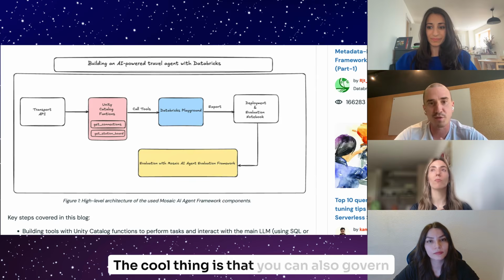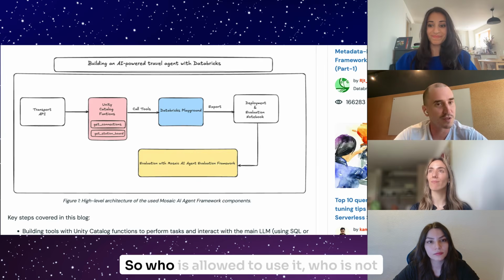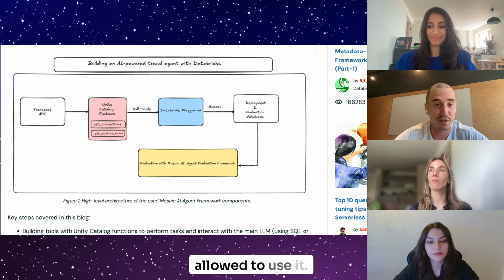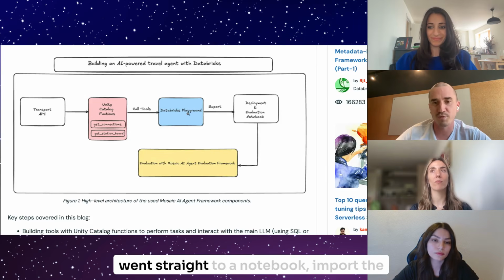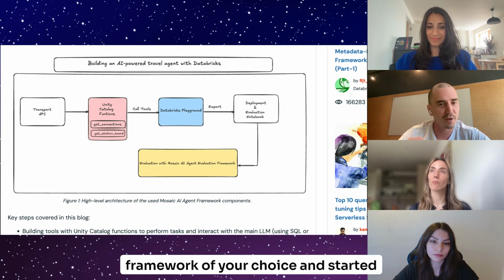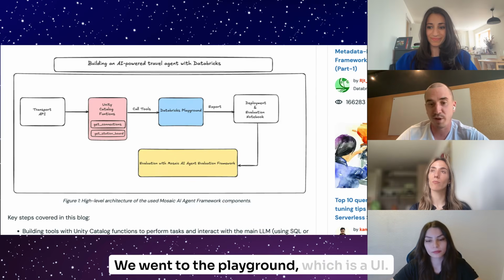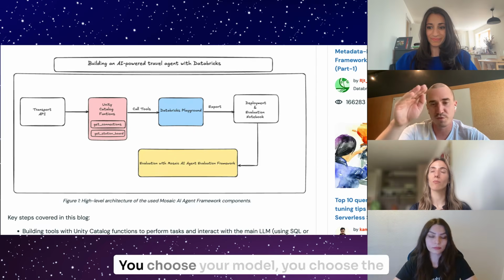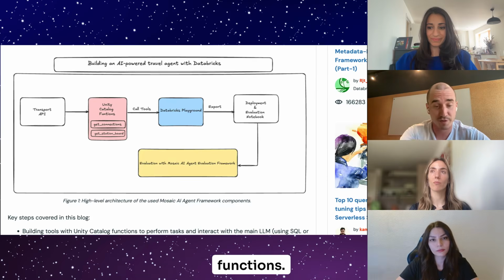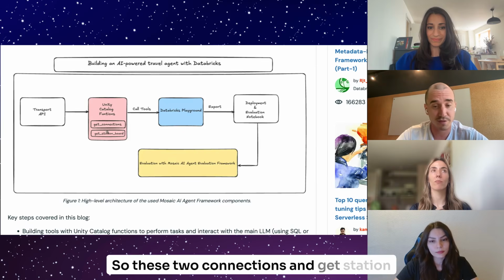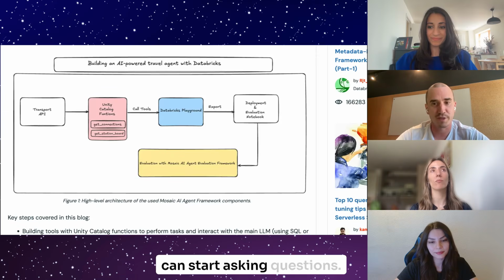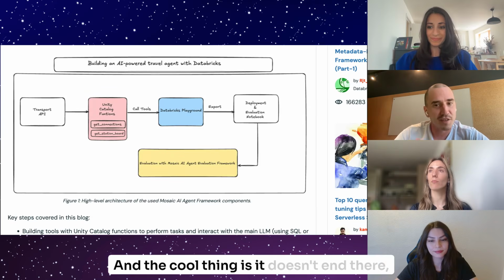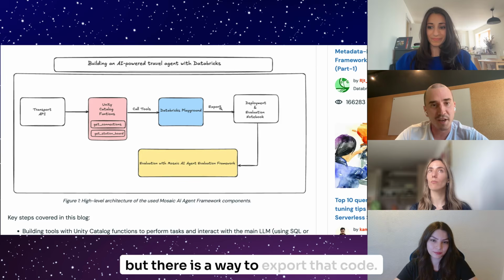The cool thing is that you can also govern these. So who is allowed to use it, who is not allowed to use it. And as Merve is going to show, we didn't go straight to a notebook, import the framework of your choice and start implementing stuff. We went to the Playground, which is a UI. You choose your model, you choose the functions. So these 2, get connections and get station port, you add them in the Playground, and then you can start asking questions. And the cool thing is it doesn't end there, there is a way to export that code.